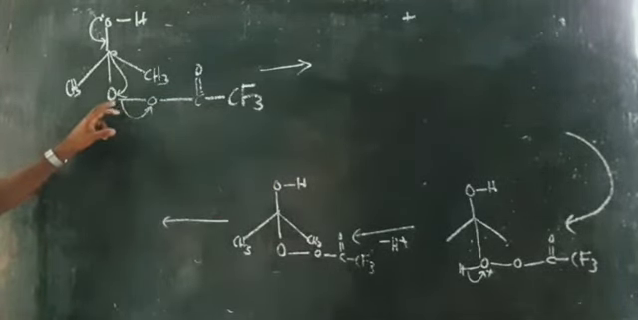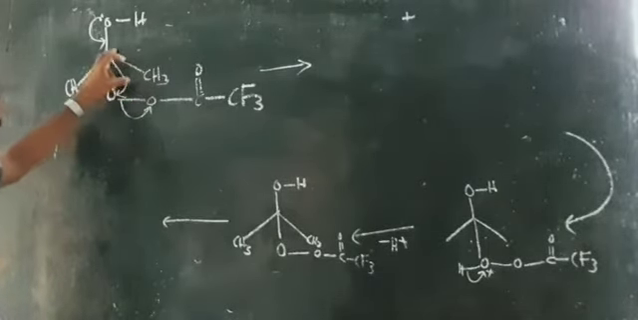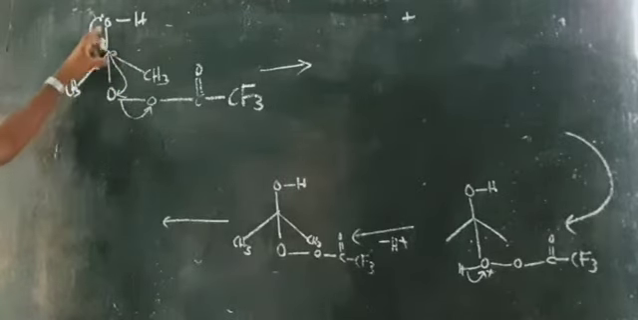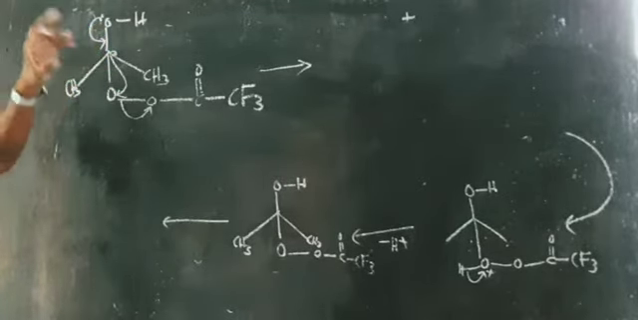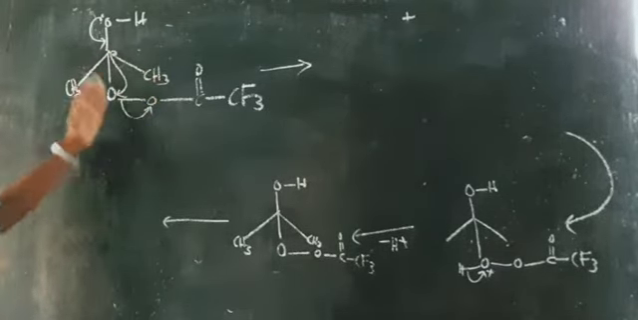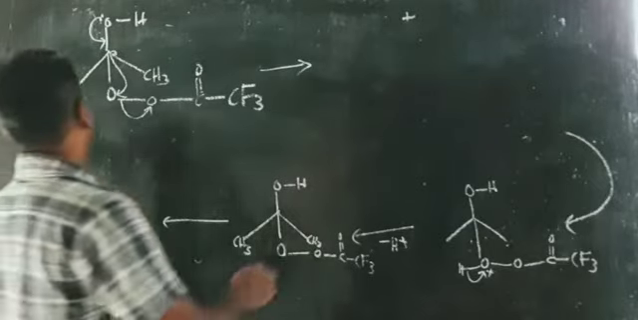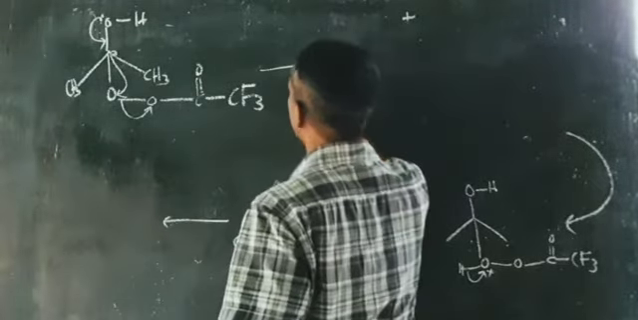There is a positive charge created on this oxygen. At the same time, what will happen? This alkyl group will be migrated from this carbon to oxygen. Simultaneously, this pair of electrons will be shifted to here. Actually, this is a concerted mechanism, and the driving force is the creation of a positive charge on the oxygen atom. Keep it in mind, and you are getting a structure like this.